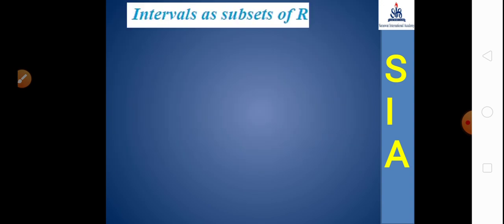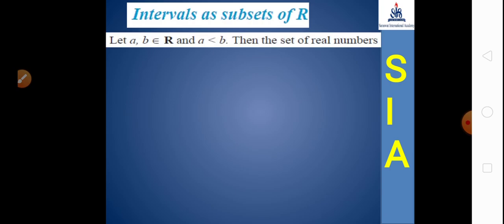So next, continue. Now I will explain intervals. Students, it is a new topic, intervals. There are four types of intervals: closed-closed, open-open, closed-open, and open-closed. So first I will explain.